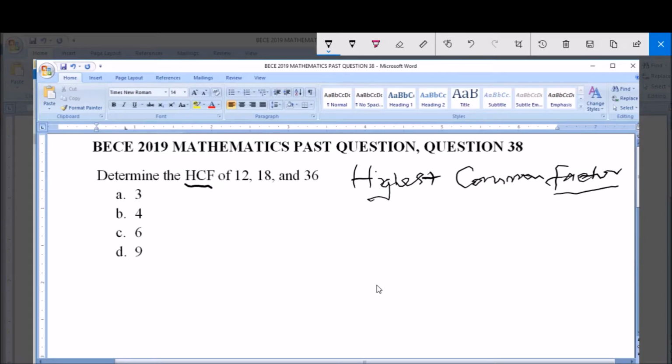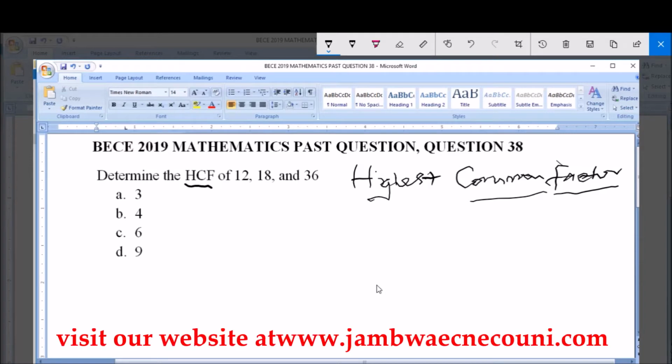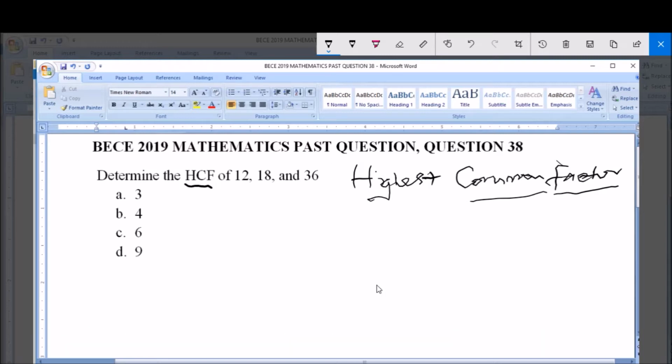And like we know, a factor of a number is a number that can go into another number without a remainder. Then when you say common factor, it means a factor of several numbers. Each of 12, 18, and 36 has its factors. A common factor is a number which is a factor of 12 and at the same time a factor of 18 and at the same time a factor of 36.